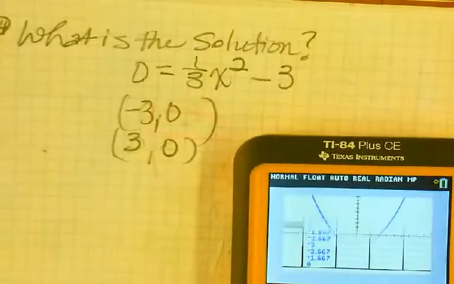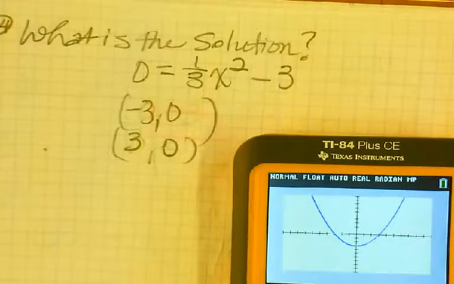Go back to your graph. Where are the solutions? Okay, but when you say -3, are you talking about x or y? You're talking about x. So tell me again, why did you want to switch the numbers?